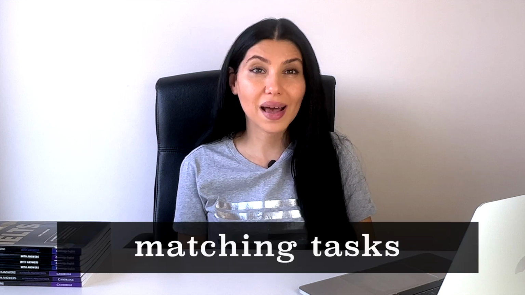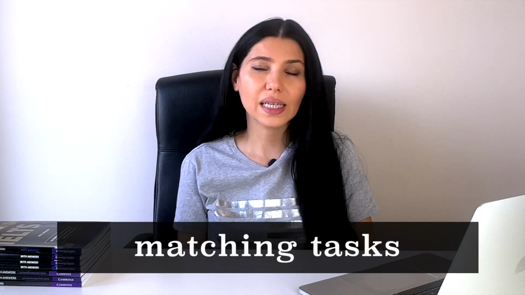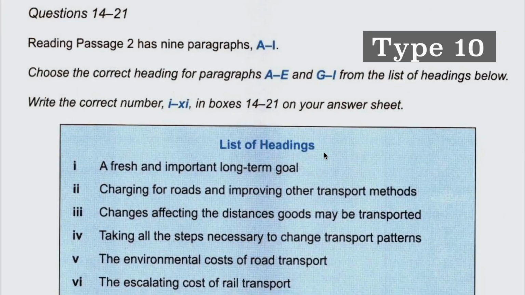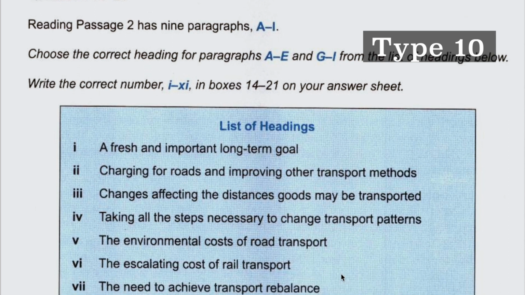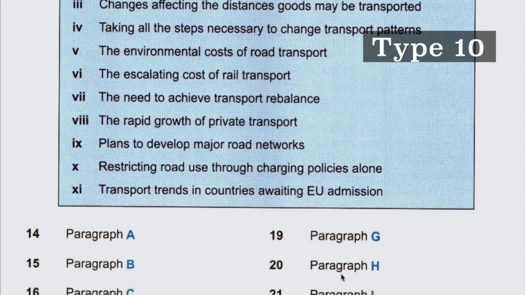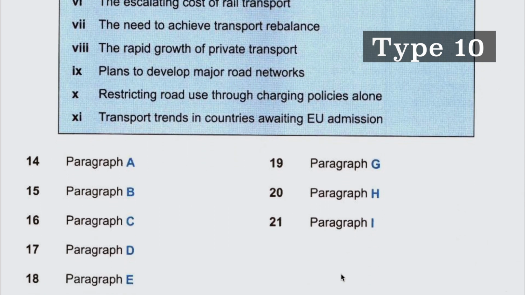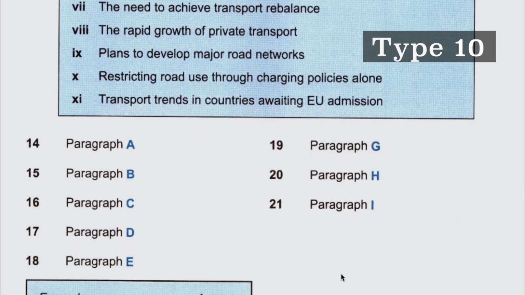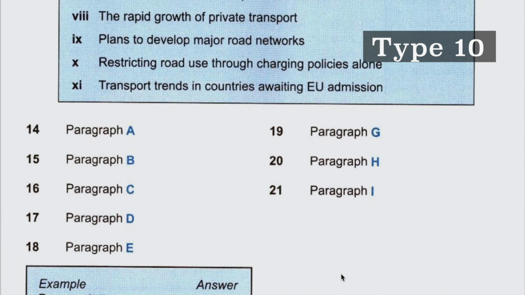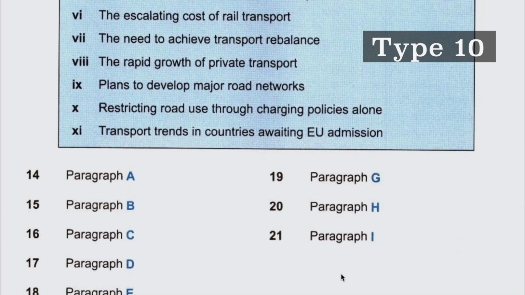Now let's look at matching tasks. First off, it's matching paragraphs with the correct headings. You get a list of headings, that is, names for paragraphs, and you must find the correct name for each paragraph in the text. Paragraphs are marked by letters A, B, C, D, etc. Remember, you have more headings than paragraphs, so some of them will not be used.